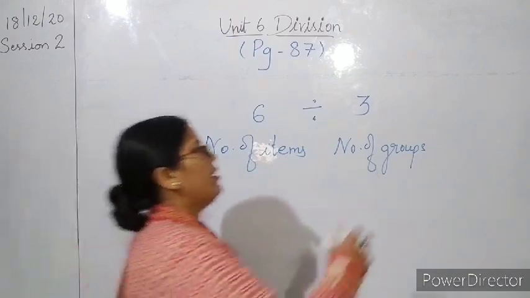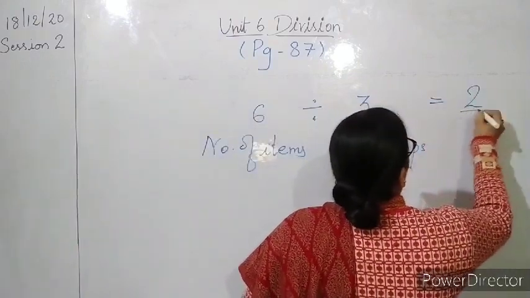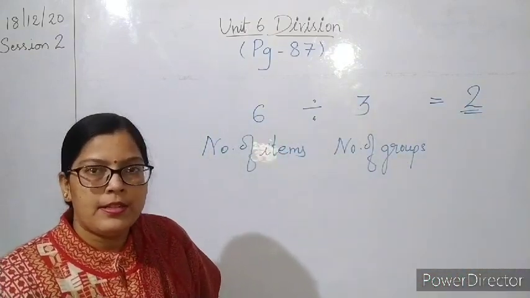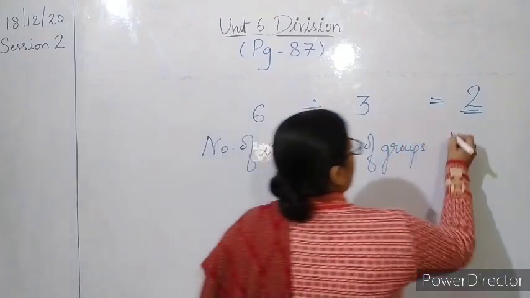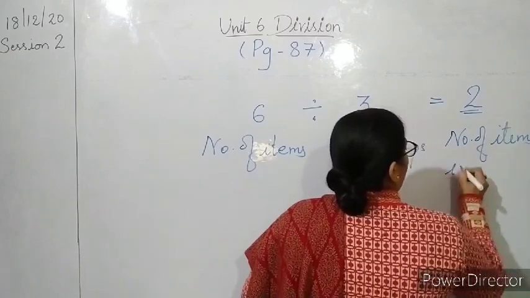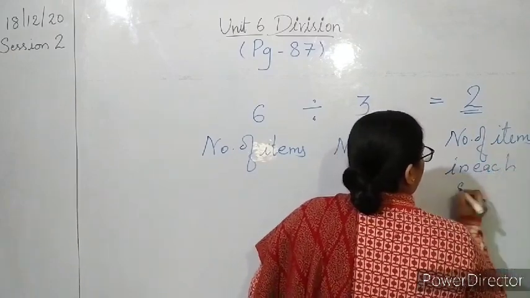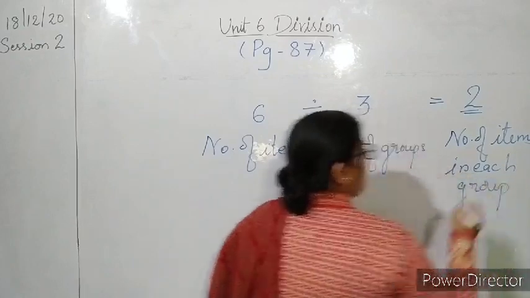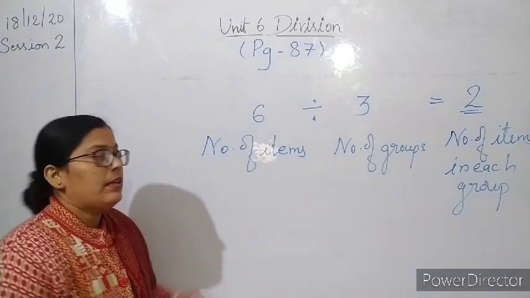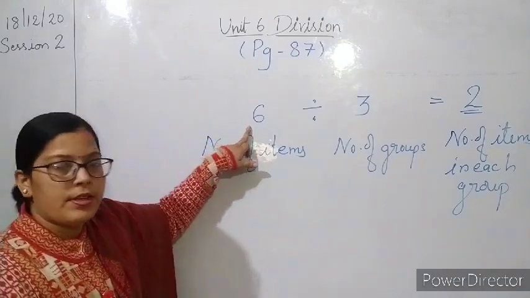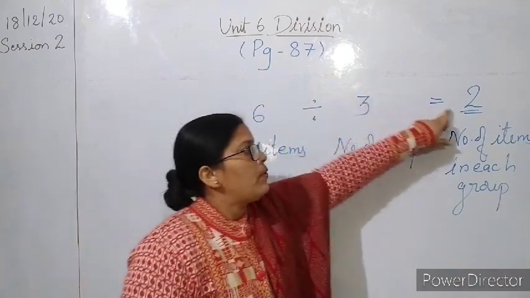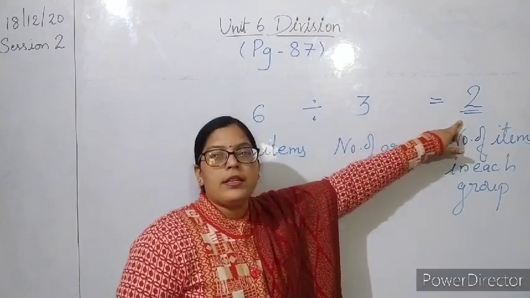So here the answer is 2. Now what is 2? The answer in division is called the quotient. And what is it? It is the number of items in each group. Clear? Once again, here what is 6? 6 is the dividend. Divided by 3. What is 3? It is the divisor. Equal to 2 is the answer. What is it? It is the quotient.